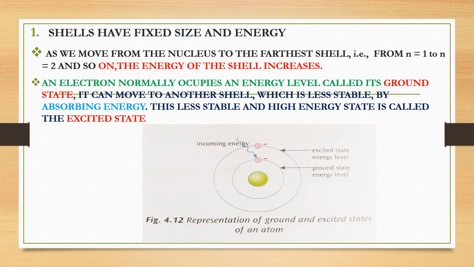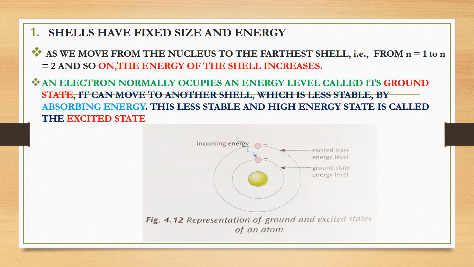Second point which you also need to remember is that an electron normally occupies an energy level called its ground state. Under normal conditions, the electrons which are present in the cells are designated as ground state. However, if you supply energy to the atom, then the electrons will start absorbing the energy, and these electrons will jump from lower energy level to the higher energy level.